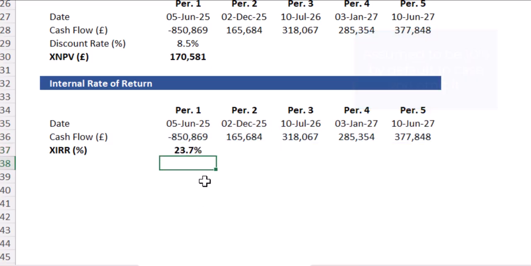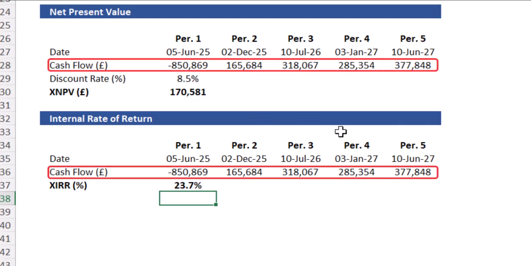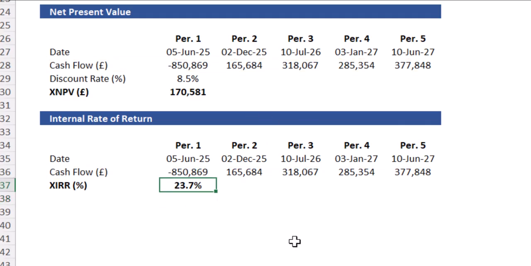And again, using the same numerical example as the NPV, we can get an IRR of 23.7%, which is way above the required rate of return of 8.5%. Therefore, as this investment adds a lot of value, you should go ahead with it from a financial perspective.